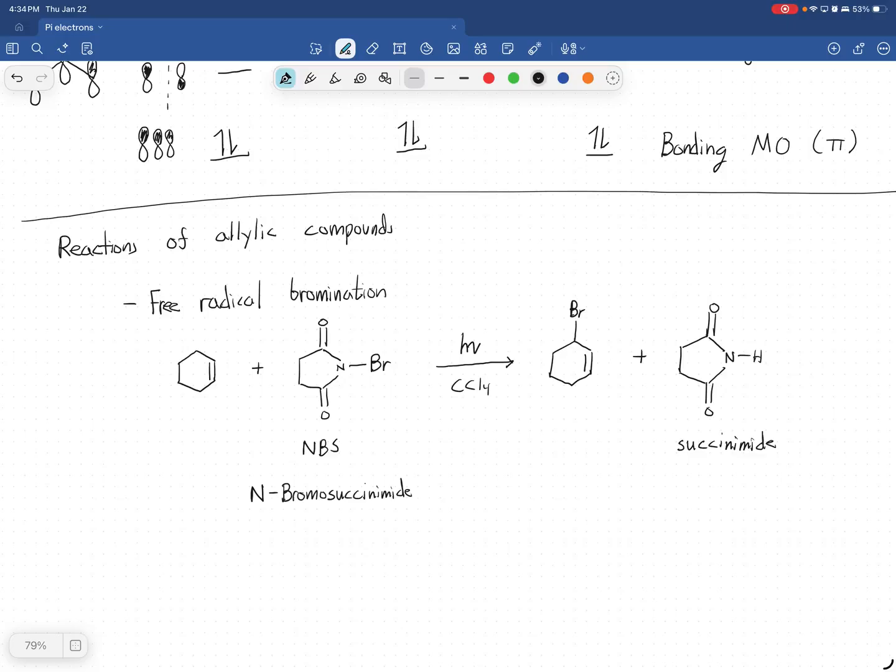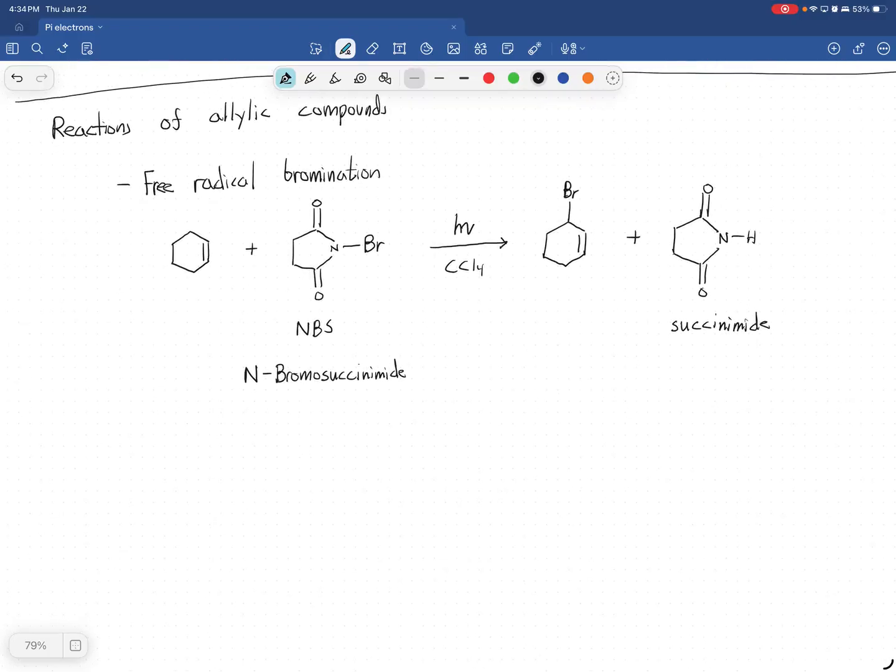All right. So first thing I have to do is talk about how NBS is prepared, because this will tell us how the reaction actually works here. So let's talk about the preparation of NBS. NBS is actually formed by this reaction.